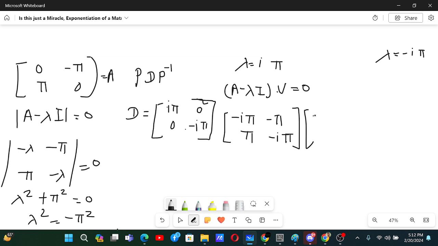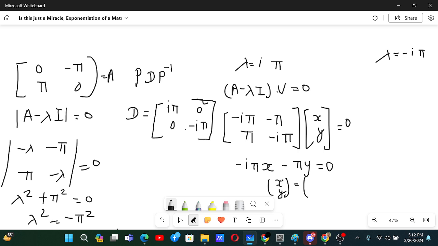Times, let's say b is just xy is equal to 0. Now we have these two equations, minus i pi x minus pi y is equal to 0, and the other will also be the same equation. So let's just solve this one. What will be the answer for this one? We just need one answer, and any other answer is also allowed. It doesn't matter what we take, all of them will be the same.